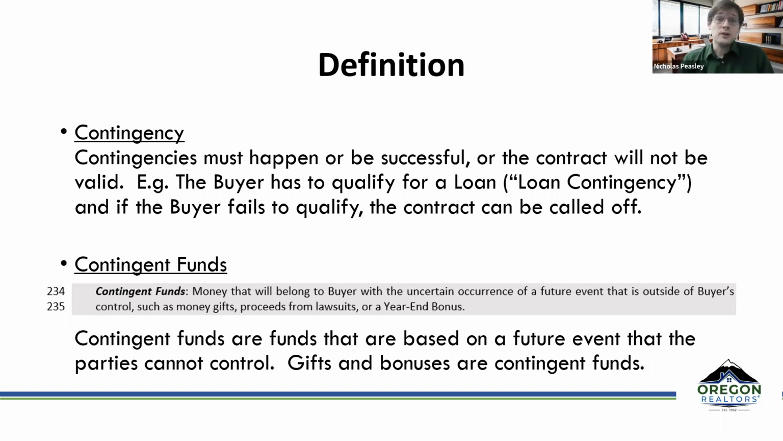Your uncle might not be good for it. Your uncle might not want to give you that $100,000. So that is a contingent fund. It is a fund that is not certain, and it's something that the entire contract is contingent upon. Contingent funds are those funds that are not necessarily guaranteed.